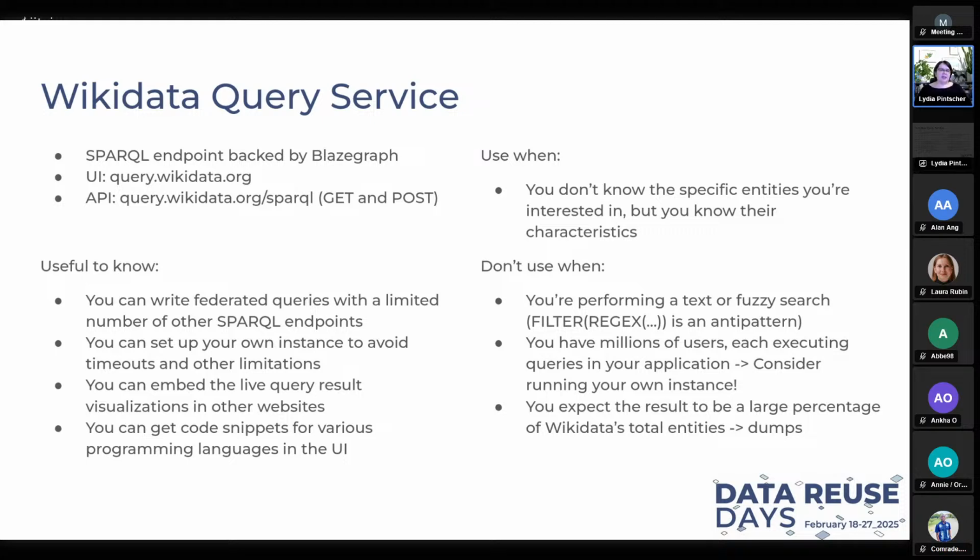And you also don't want to use it if you have millions of users. At that point, you probably want to run your own query service to not basically abuse the publicly available infrastructure that Wikimedia provides for everyone. And you also probably shouldn't use the query service if you expect your query results to be a significant part of all the data in Wikidata, of all the entities in Wikidata. At that point, you probably want to look at the dumps.